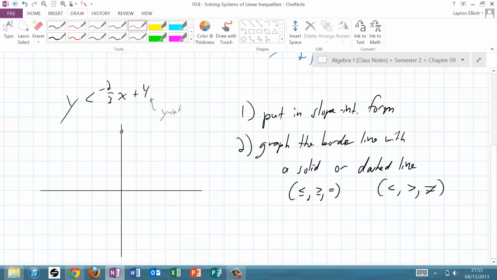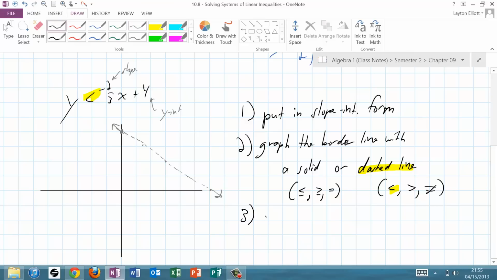And the graph's slope, the negative 2/3, goes down 2, right 3, and we can just keep going down 2, right 3 until we cover the graph. I don't have too many points here, but that's okay. I can even stick little half points in between if I want. We're going to graph this with, since this is a less than, a dashed line. So dash, dash, dash, dash, the whole way. It's important not to make this a solid line. It has to be a dashed line.